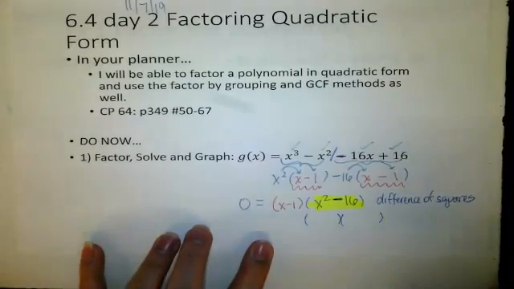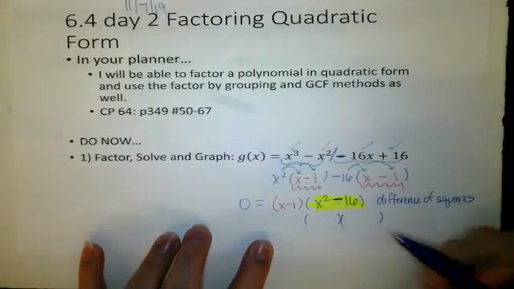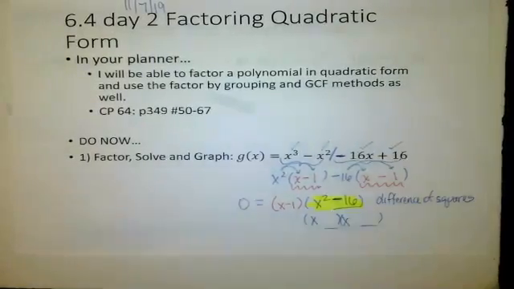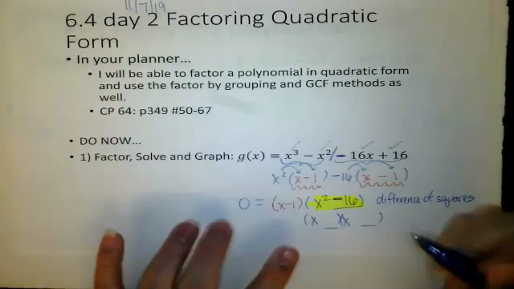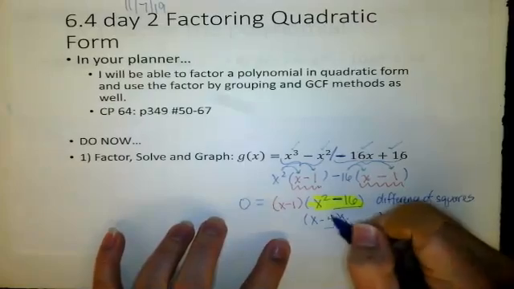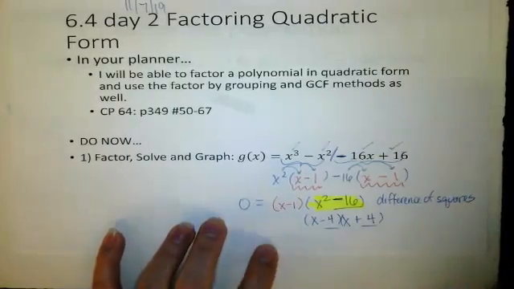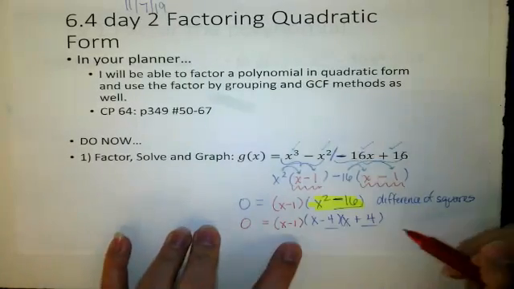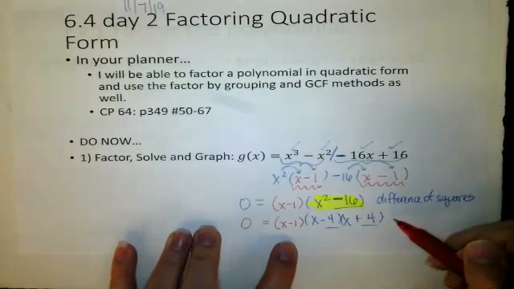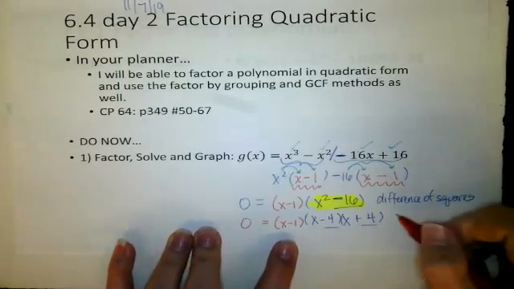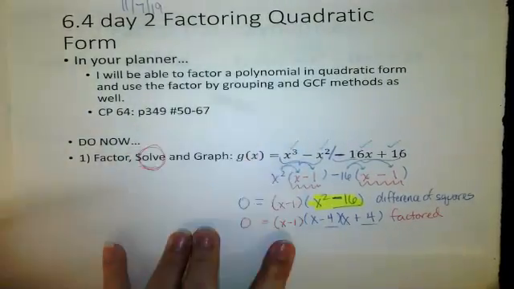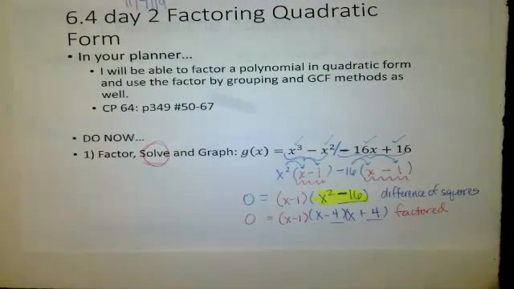What times what gives me x squared? X times x. Last times last has to give me negative 16. What times what gives me negative 16? -4 and +4 give me negative 16. And then we still have this x minus 1 out in front. All right, this is what we call factored completely, and this is what we're doing today, factoring as far as we can go. So this is factored, where we see all of these bubbles, but now what we need to do is actually solve. How do you solve for x when you have bubbles?